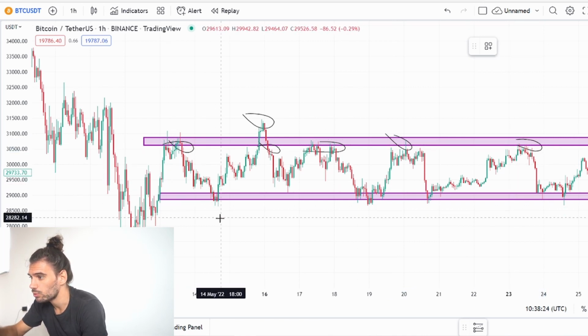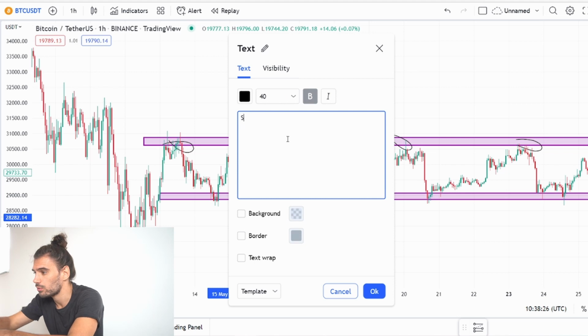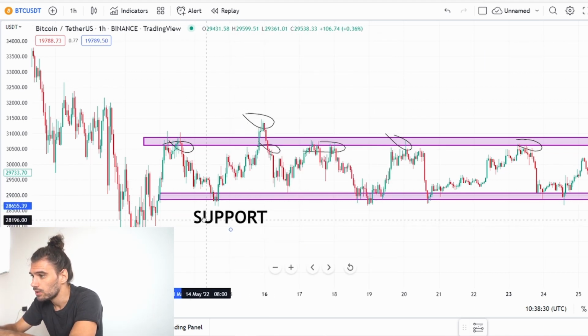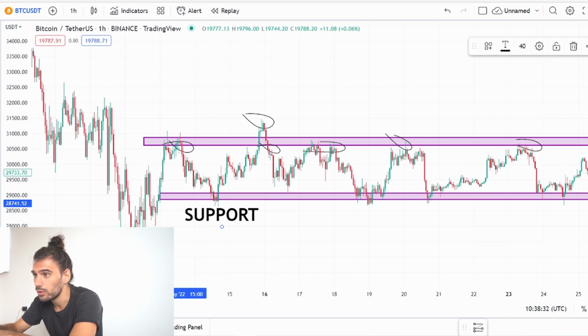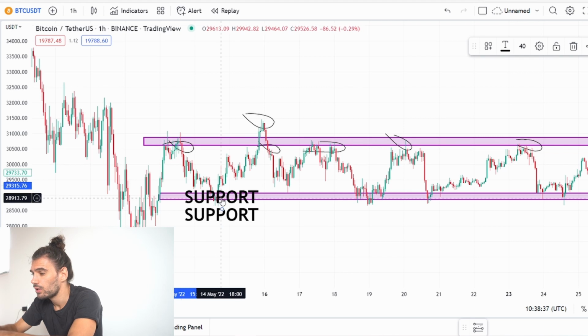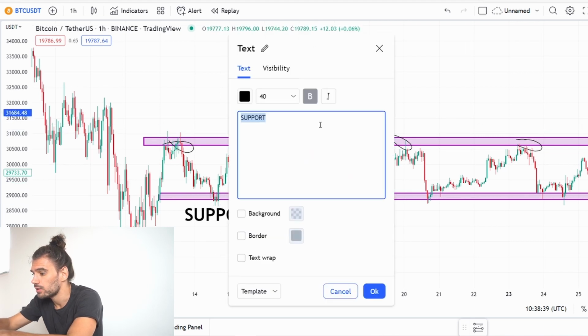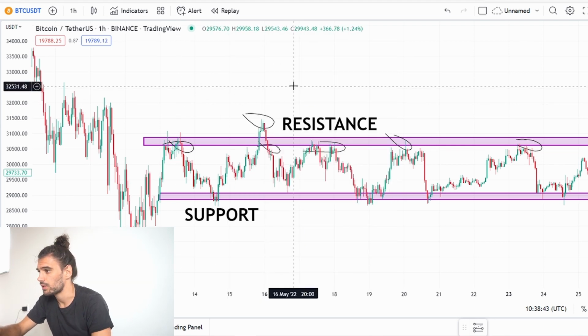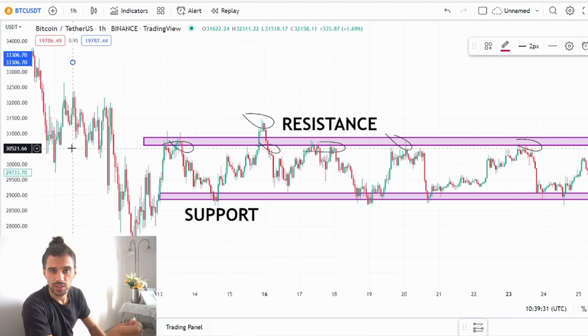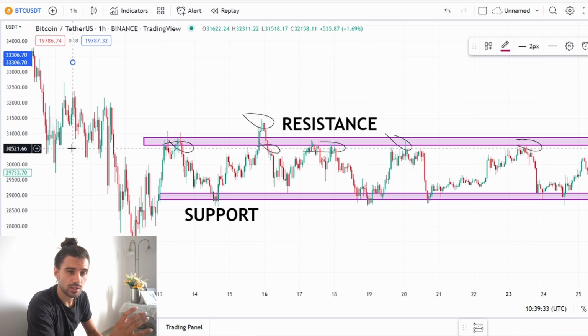So for those of you who don't know which is which, I'm going to write it just quickly down. The lower point here is the support area, and the upper area is the resistance area or zone. It doesn't matter how you call it. So what happens at the support and resistance area is quite simple.